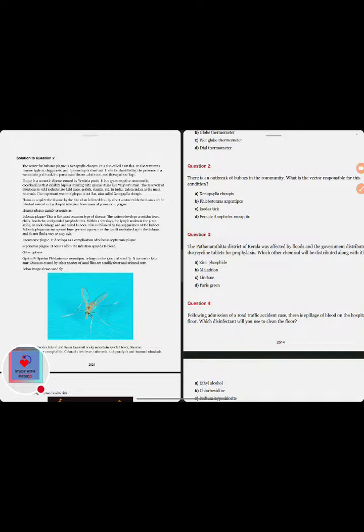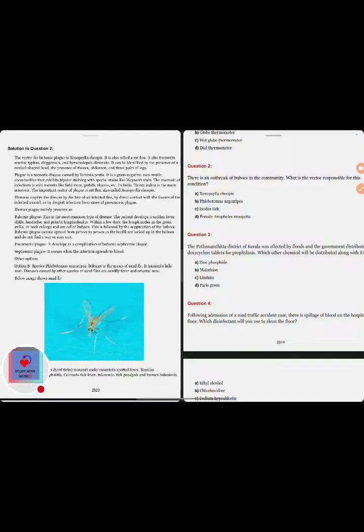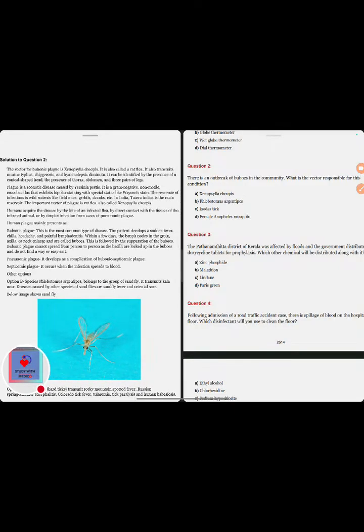So there is an outbreak of buboes, that is plague. The vector responsible for it is the rat flea, also called Xenopsylla cheopis. Here, not the common name but the scientific name has been asked, so it's important to remember the scientific name also. It also transmits murine typhus, chigoe infestation, and Hymenolepis diminuta. It can be identified by the presence of a conical-shaped head. Here you can see the head is conical shaped.